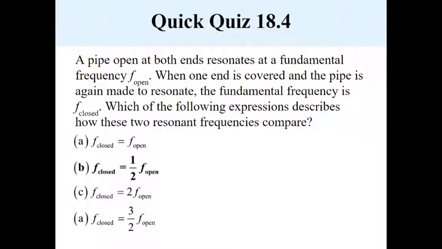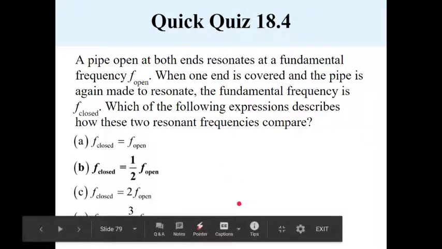The fundamental frequency of the closed-end one is half of that of the open-end one, because the fundamental frequency of the pipe that's open on both ends is able to fit a half wavelength, while the fundamental frequency where there is one closed end can only fit a quarter wavelength. And so that's between a quarter and a half, that's half the frequency.